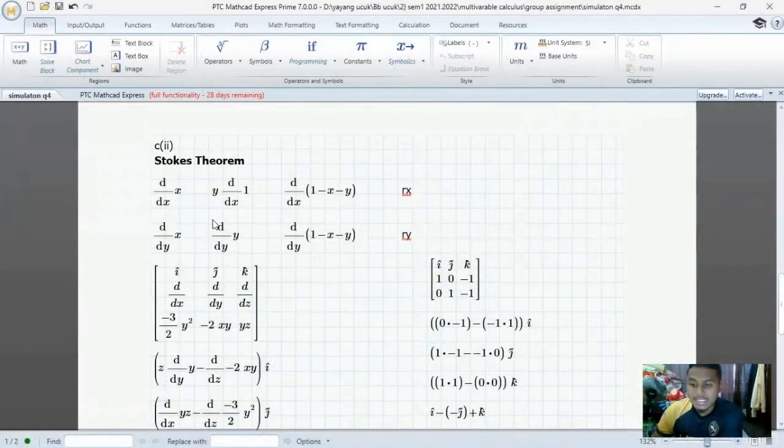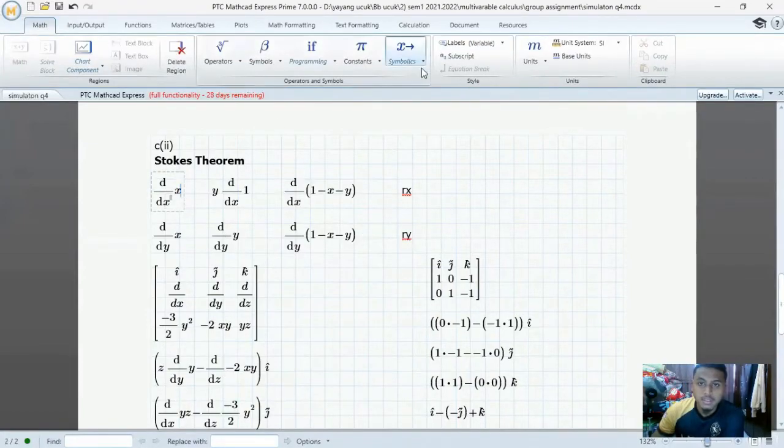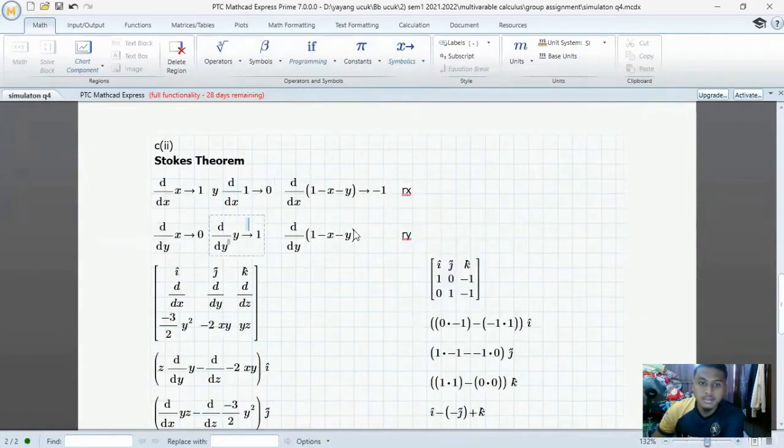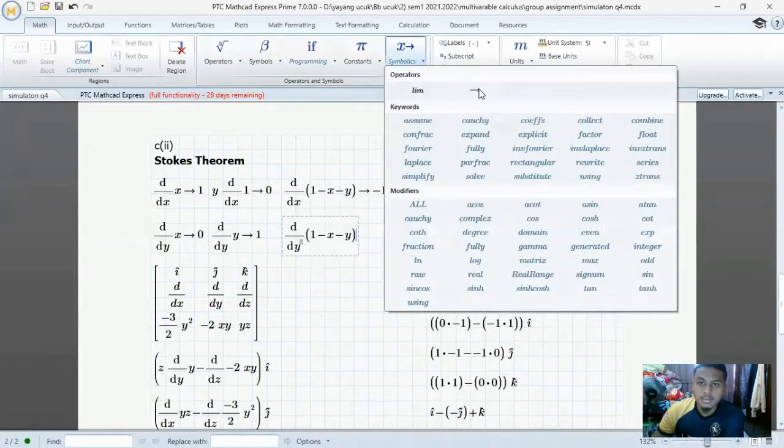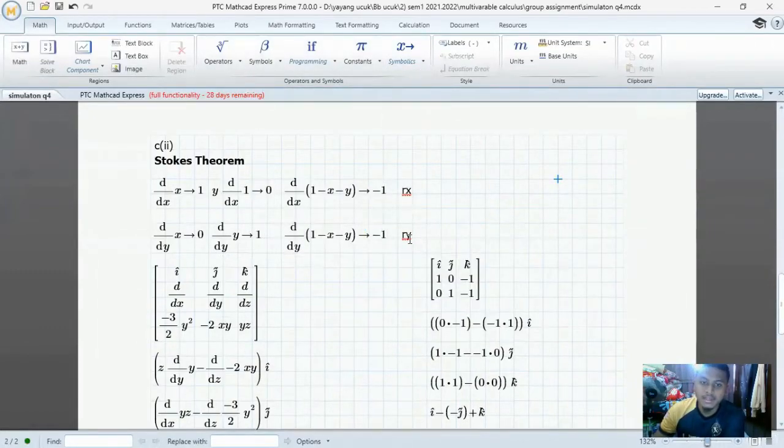The third one is C2. C2 uses Stokes' theorem. So we have to differentiate all of this. Just like this, you have to differentiate it. It seems simple. Like this, so we will get the values for Rx and Ry.